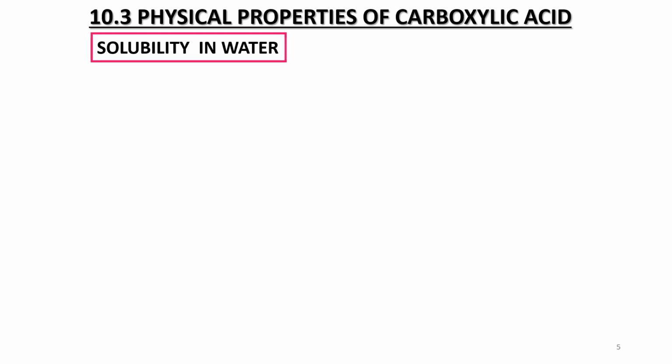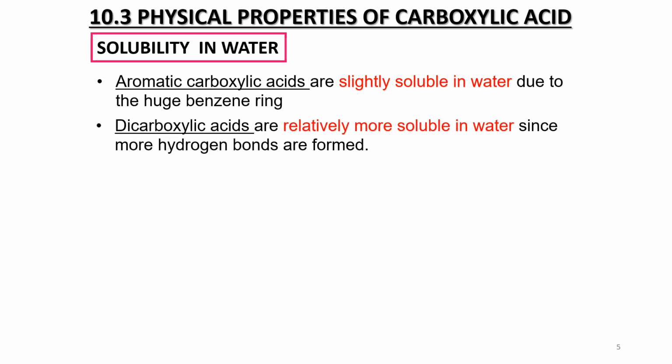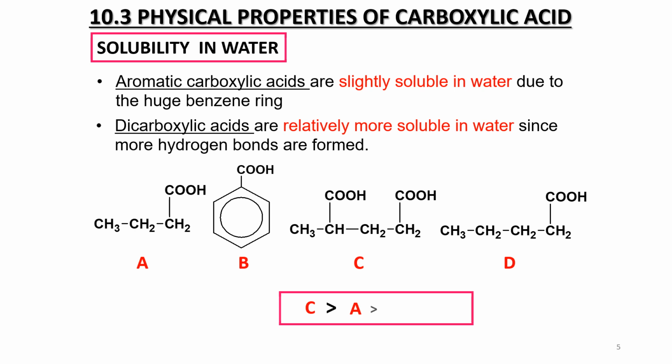Compared to the aliphatic carboxylic acid, aromatic carboxylic acid are slightly soluble in water due to the huge benzene ring. Dicarboxylic acids are relatively more soluble in water since more hydrogen bonds are formed. Look at the comparison between the carboxylic acids in terms of solubility. In this structure, it shows that structure C has the highest solubility compared to A, D, and B.